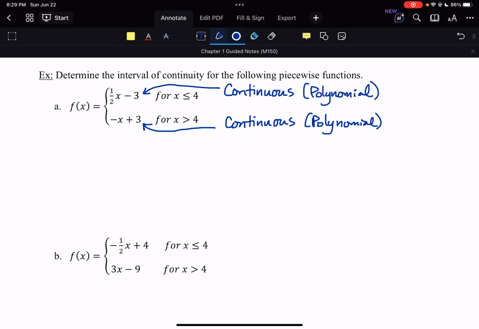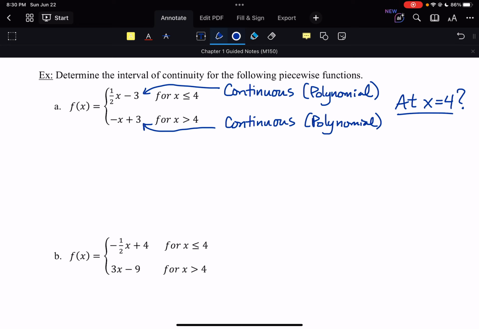Now the question that we have to ask, because we're using this function for everything less than or equal to 4, this one for everything greater than 4, they're continuous on their separate parts, but do they meet in the middle? Because you could have a perfectly continuous line over here, a perfectly continuous line over here, but if they don't match at this meeting value of 4, then the curve will still be discontinuous there. So we need to check at x equals 4.